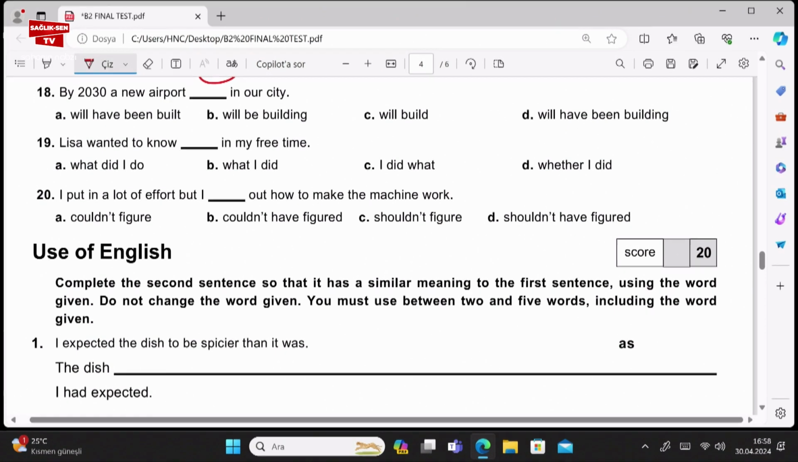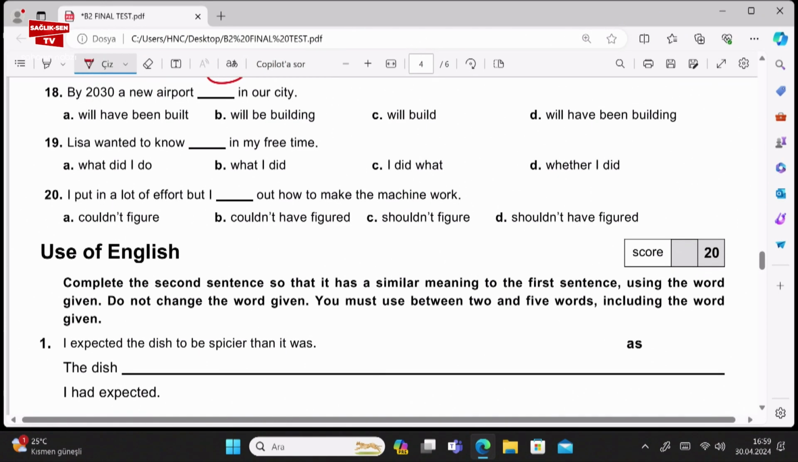By 2030, a new airport, blah blah, in our city. We're talking about something that will be already done in the future by the time, this time expression. So our rule, our sentence structure with this tense was will have verb 3, but we're also talking about a passive voice one. So we are going to use will have been built.